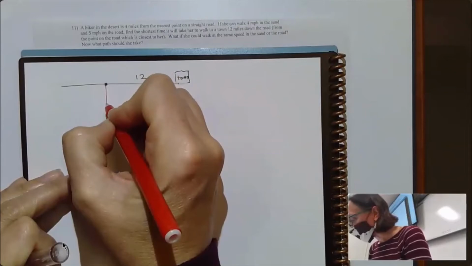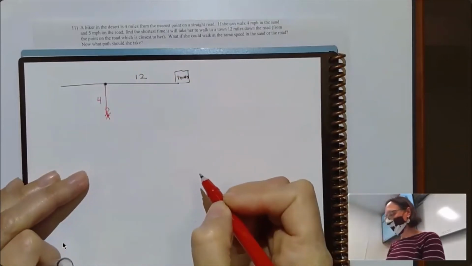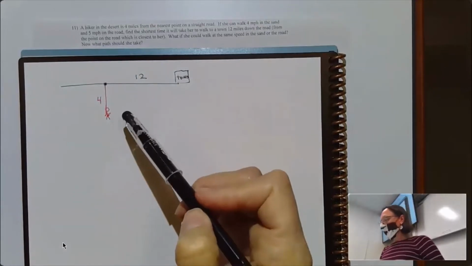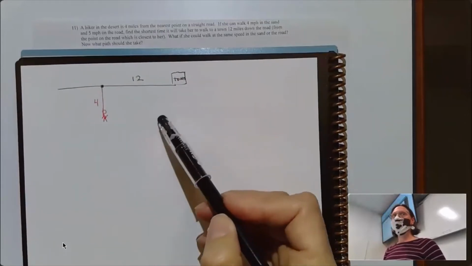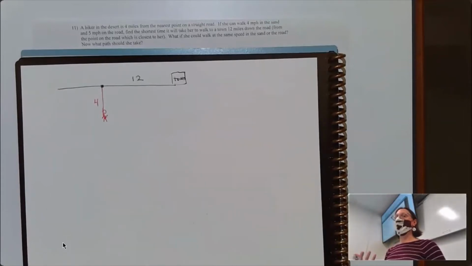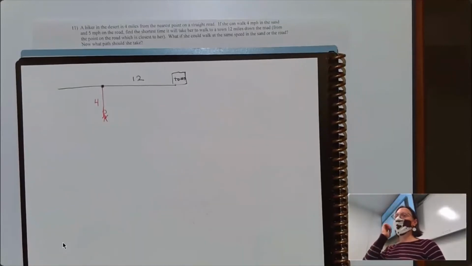Four miles from that point. And basically the dilemma here is she can walk faster on the road than through the sand out here. But we all know, or you've probably heard, the shortest distance between 2 points is a straight line. But that doesn't mean that it's her shortest time.